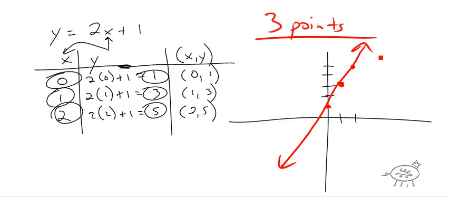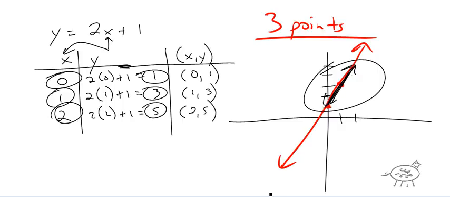Now, there are a couple things I don't want you to do. This is what people sometimes do: they plot the 3 points, and they just draw a line between those 3 points. Okay, I really don't want to see that. I want you guys to extend that, and I want to see a nice big line. All right, so that's pretty important.